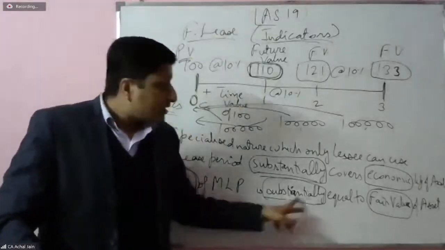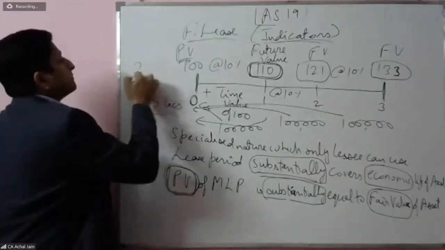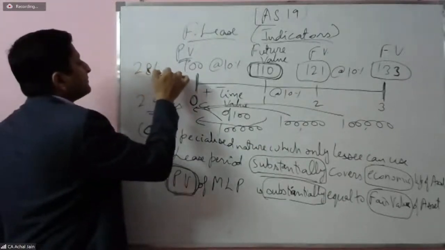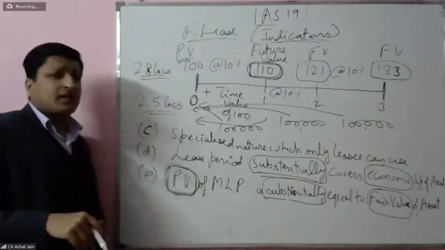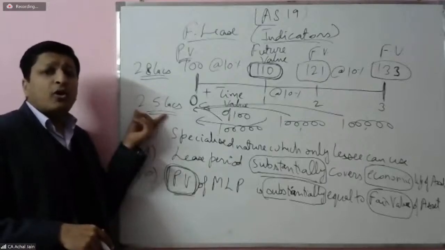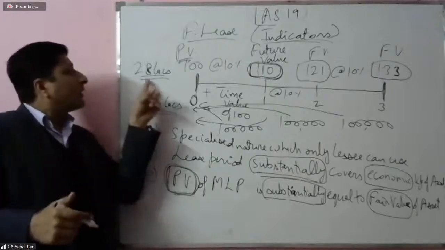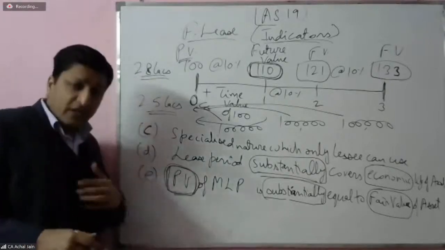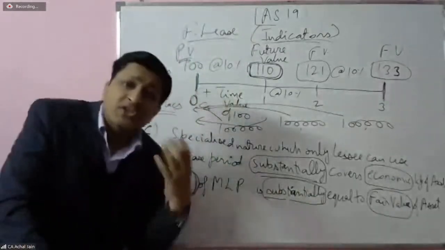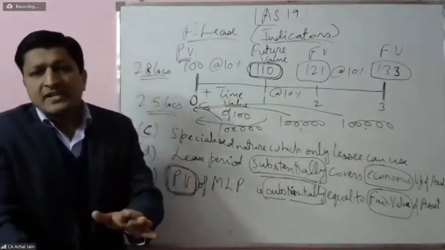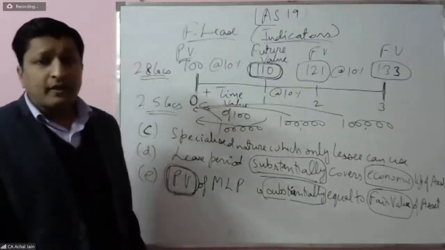Then the standard says, check the fair value of the asset. Let's suppose fair value of the asset is 2.8 lakhs. Now we need to check whether the present value of the MLP is substantially equivalent to fair value of the asset or not. When do we check this fair value? Today only. What do we find? If this is substantially equal, then it will become finance lease, otherwise not. Clear? Clear on this?